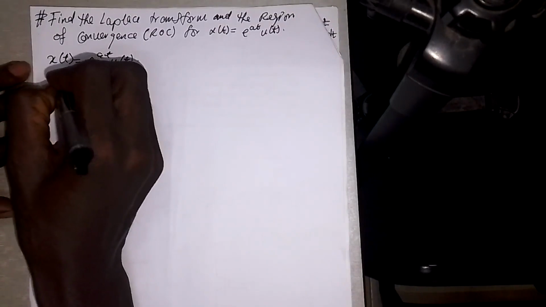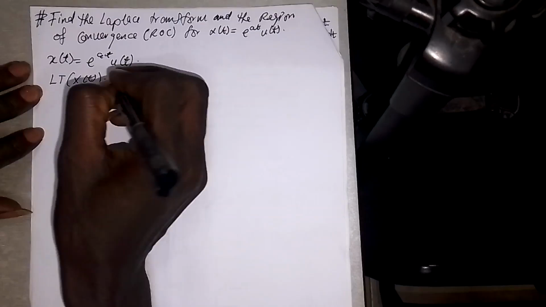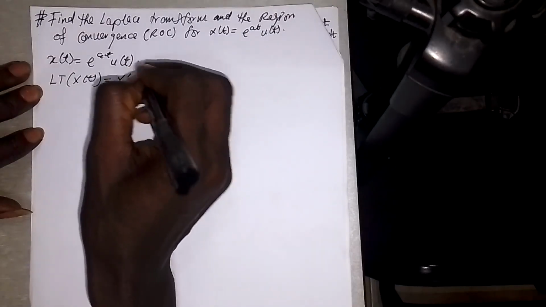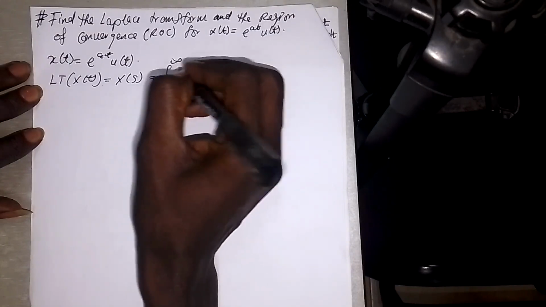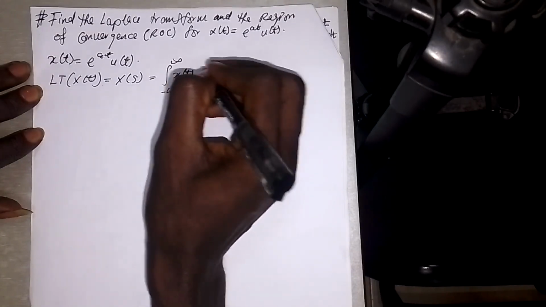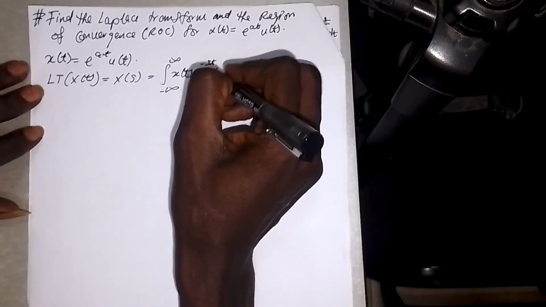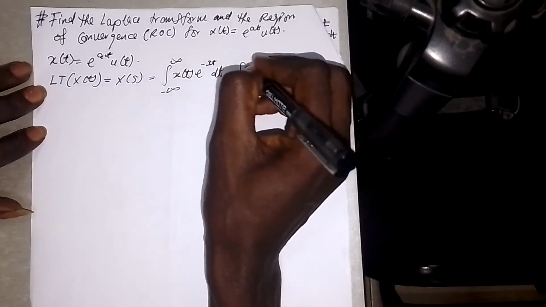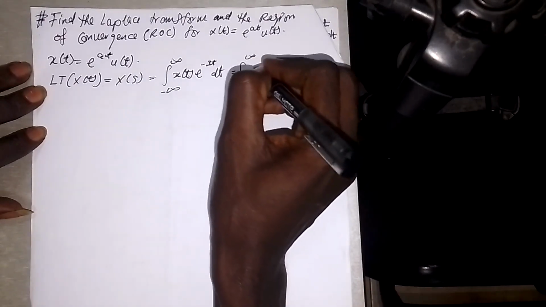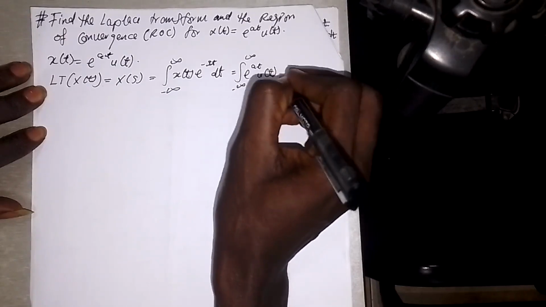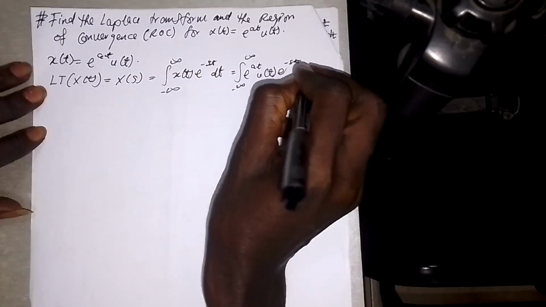Now I'm supposed to find the Laplace transform. That is L of x of t, which is the same thing as X of s, which is equal to the integral from minus infinity to infinity of x of t into e exponent minus st dt, which is equal to the integral from minus infinity to infinity of e exponent at into u of t into e exponent minus st dt.